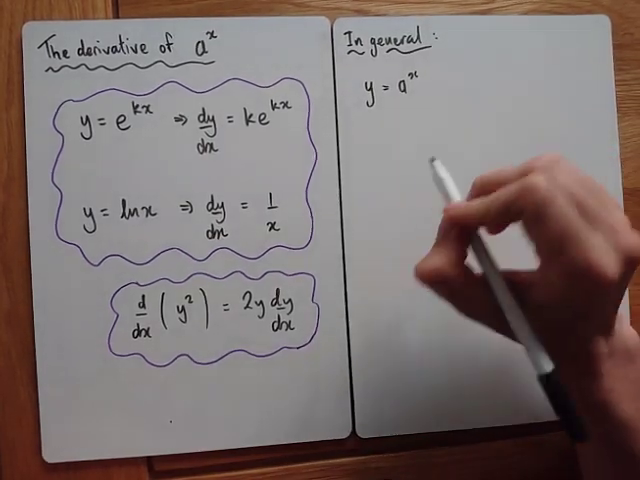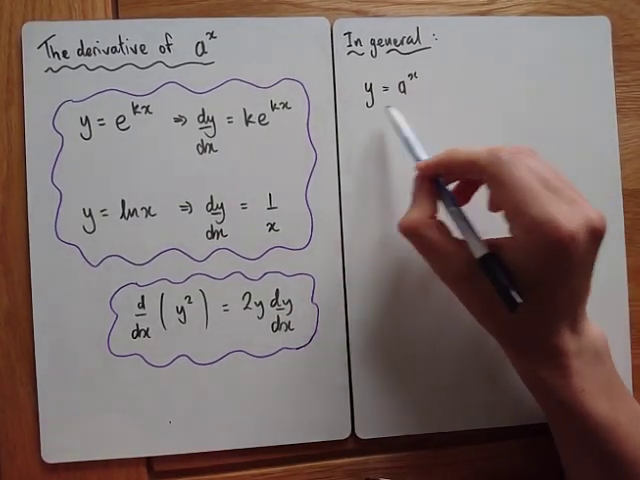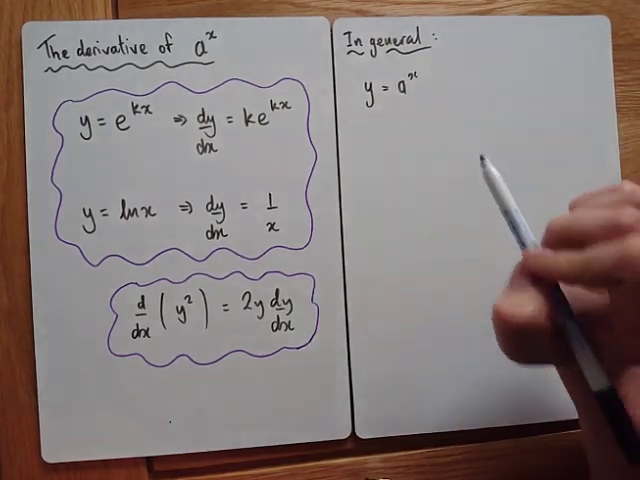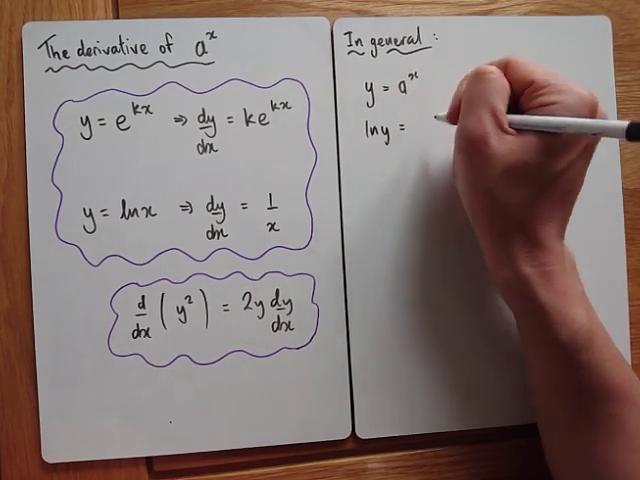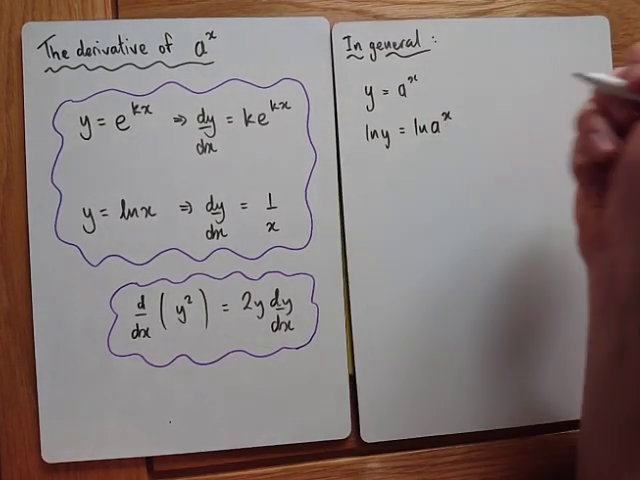Let's do another one, because I feel like there was a bit going on with that, right? The general rule, so if I had y equals a to the x, so any number, then let's write it as ln y equals ln a to the x.